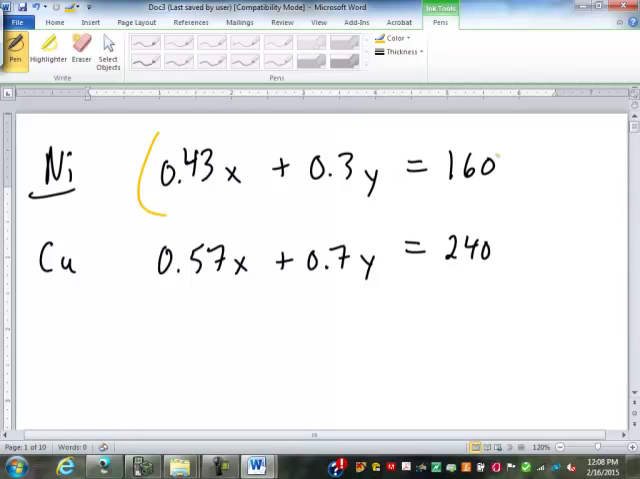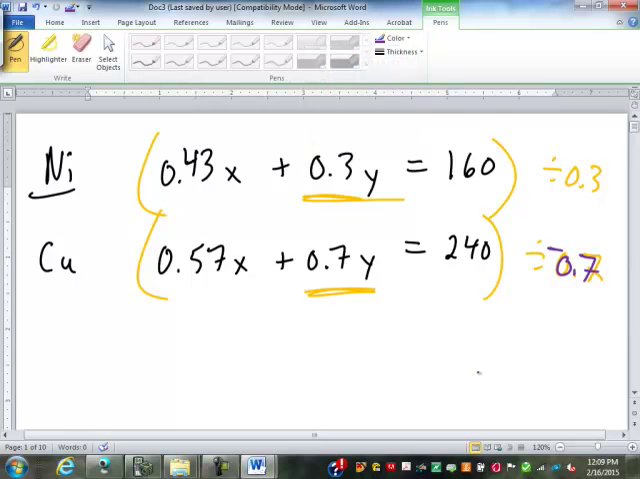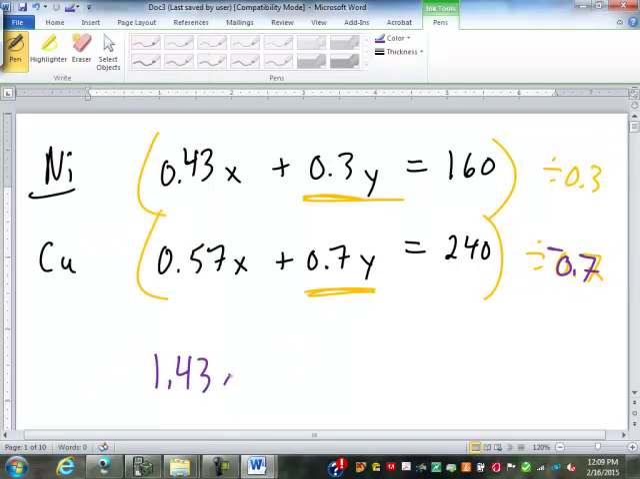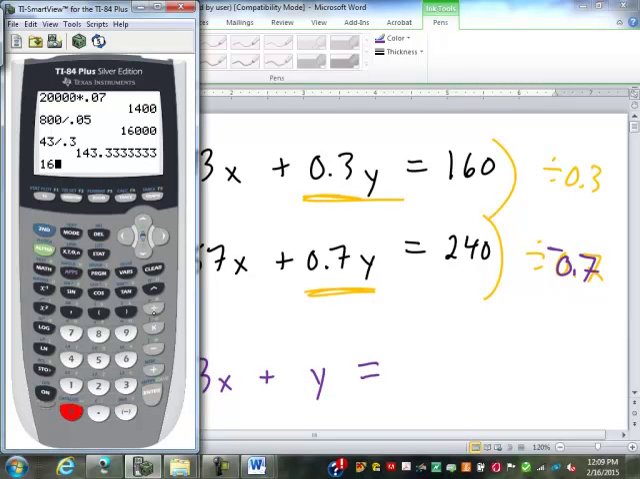So I'm going to divide the top equation by 0.3. That'll make this a 1Y. I'm going to divide the bottom equation by a negative 0.7, so that the Y terms will cancel out when I do my addition or elimination method. So 0.43 divided by 0.3 is 1.43X, plus 0.3 divided by 0.3 is 1Y, equals 160 divided by 0.3, which is 533.33.